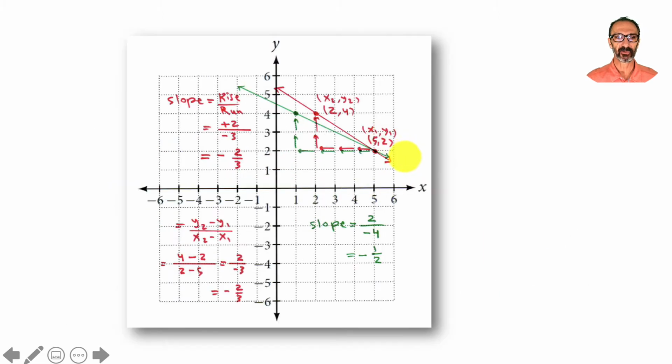If it forms an angle, if it goes all the way to the left, forming an angle more than 90 and less than 180, the slope is going to end up negative.